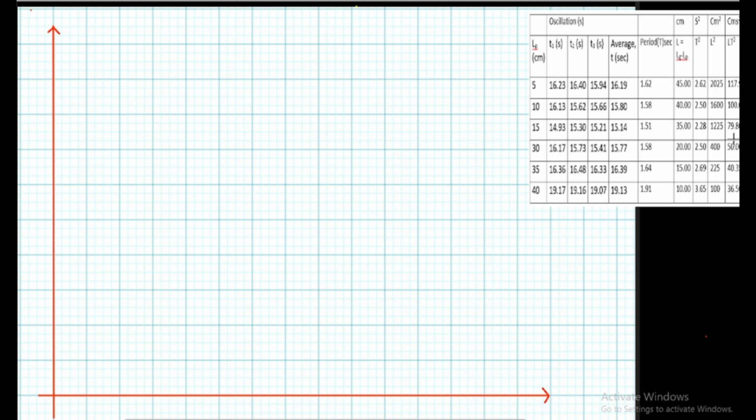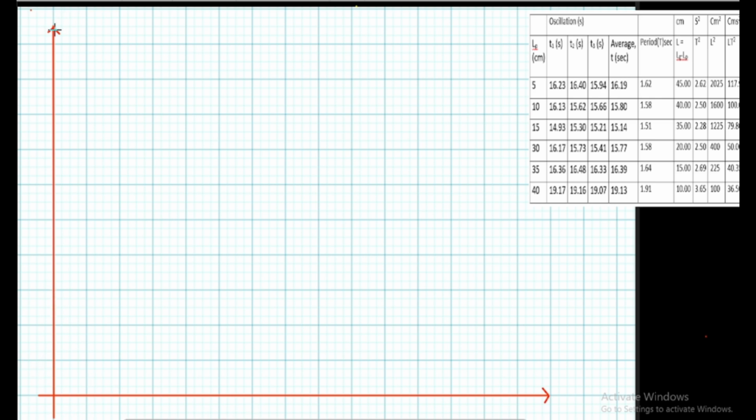Now in this experiment, you're required to plot a graph of LT squared against L squared. Since it's a graph of LT squared against L squared, it simply means LT squared will be on the vertical, and L squared will be on the horizontal.